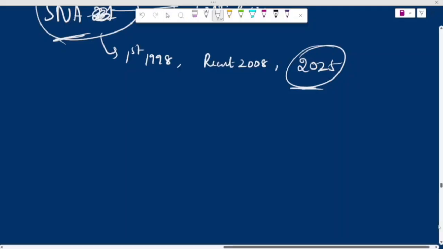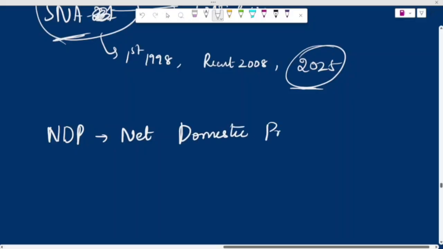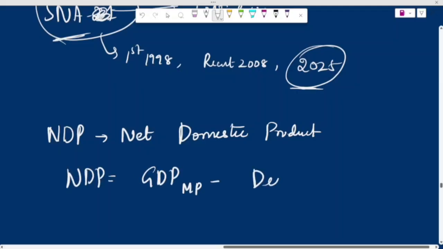Fine. So I'll be stopping here, and tomorrow I'll be coming up with some more concepts of GDP, and also I'll be completing what is NDP, NNP. So we'll see NDP, NNP here now itself. So NDP is nothing but net domestic product. It is nothing but NDP equal to GDP at market price minus depreciation. So net is nothing but gross minus depreciation.